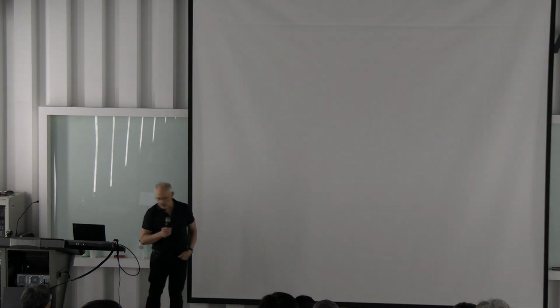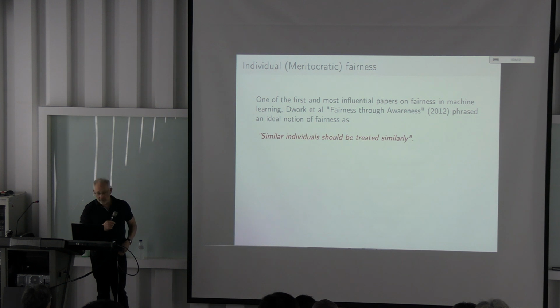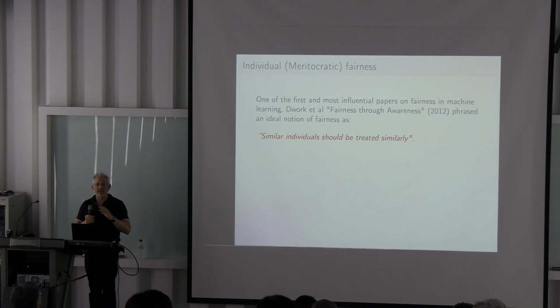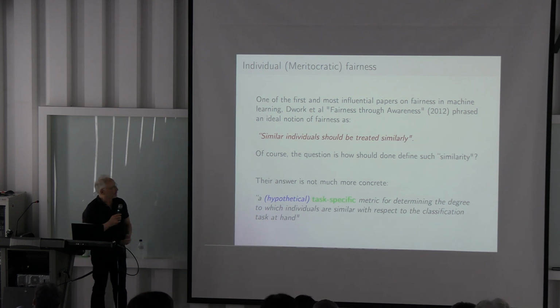And so they defined individual fairness, and they defined it in very vague terms. They say individual fairness is that similar individuals should be treated similarly. But of course you can jump and say, what are similar individuals? Like, am I similar to you or not? And does it depend on the shirt that we are wearing? So, of course the question is, how should we define similarity?